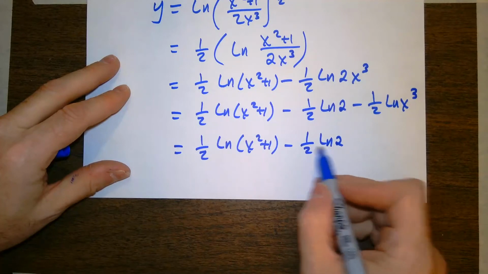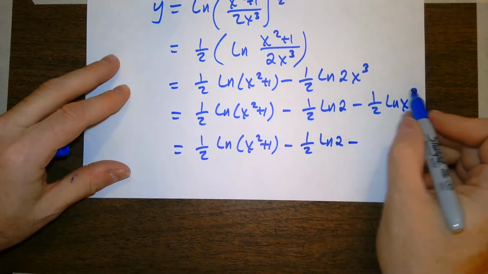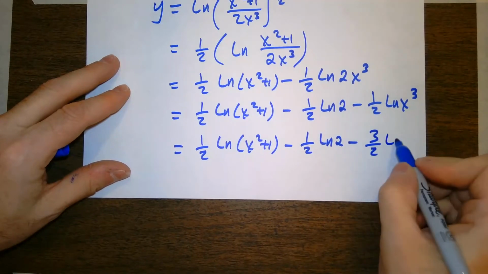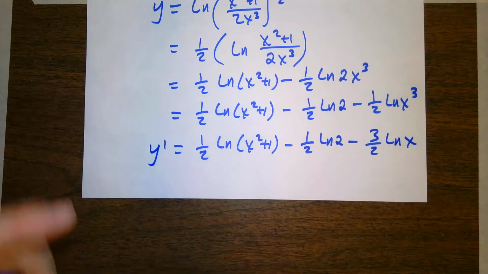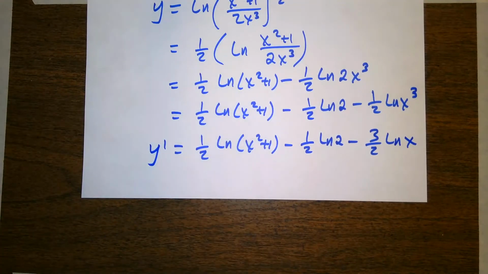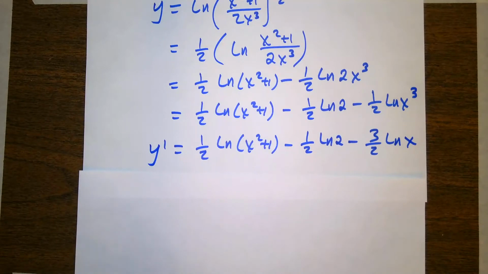Natural log of 2, 1/2 of that. I'm going to be able to, when I take the derivative, that's just going to disappear. Minus 3/2 the natural log of x. All right, now I think I'm ready to do the derivative here. And we've broken it up to the point where we can do the derivative in our head.